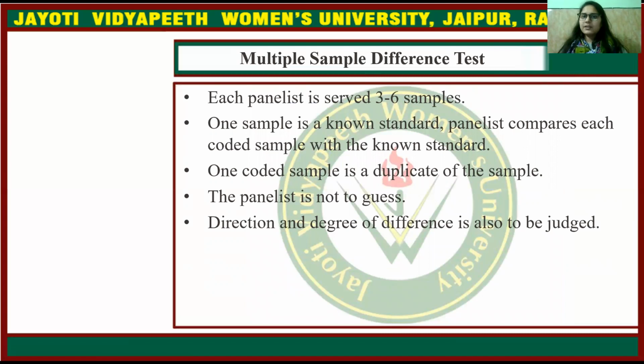Next, we have the multiple sample difference test. Each panelist is served 3 to 6 samples. One sample is a known standard, and the panelist compares each coded sample with the known standard. And one coded sample is a duplicate of the standard.